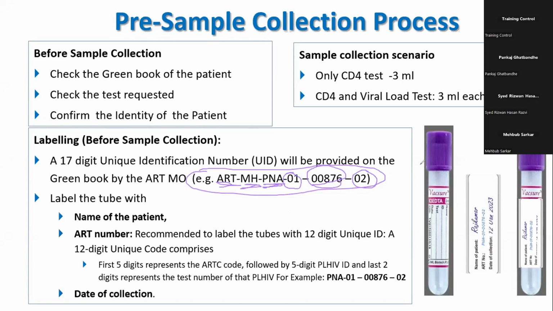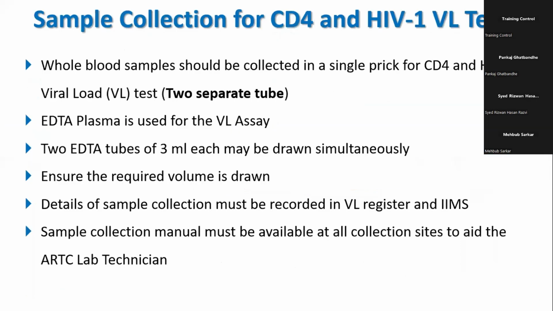Ensure that you label your vacutainers before drawing the blood, because otherwise this might lead to transcription errors at the end if you have not labeled them beforehand. Whole blood should be collected with a single prick. A 3 ml EDTA tube should be used, as this will give you at least 1 or 1.5 ml of plasma aliquot after aliquoting.